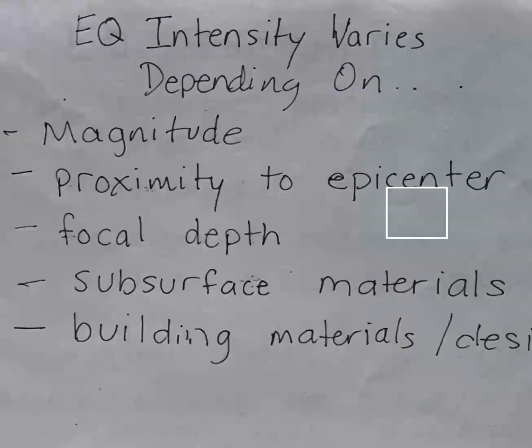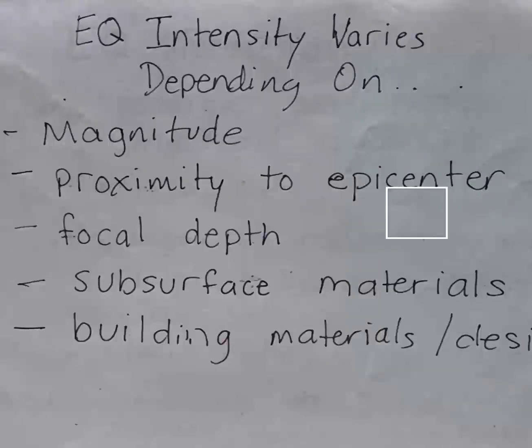Focal depth can matter because deeper earthquakes release seismic energy from way down deep in the Earth's interior, and those seismic waves lose some of their energy on the way up to the surface, so they don't have as much energy to shake things at the surface compared to a shallow focus earthquake.